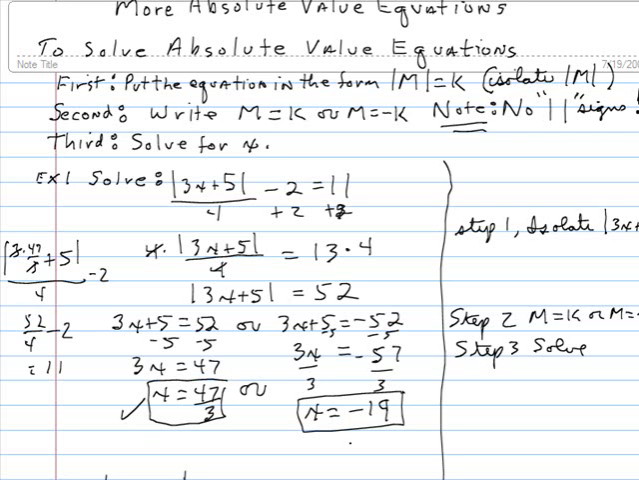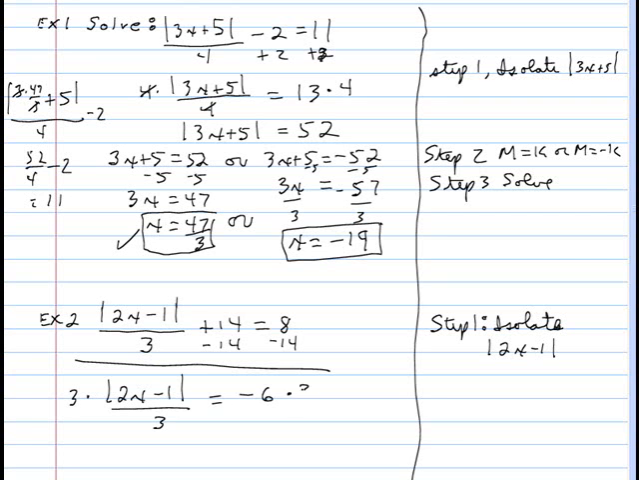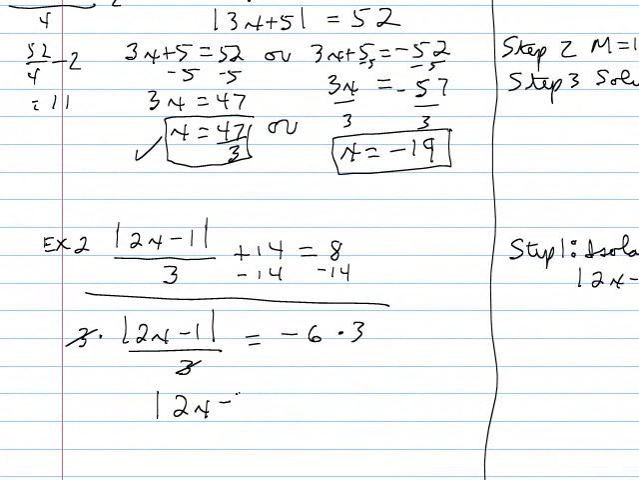Let's try a second one now. Same general structure, and the first thing we still have to do is isolate that absolute value. This time it's the absolute value of 2x minus 1. So I have to get rid of the 14, and I have to get rid of the 3. I'll start by getting rid of the 14 because that's the very last thing done to x. You want to get rid of the last thing first. Absolute value of 2x minus 1 over 3 is equal to negative 6. Let's get rid of the 3. Times 3 times 3. The 3's cancel on the left, and you get the absolute value of 2x minus 1 is equal to negative 18.